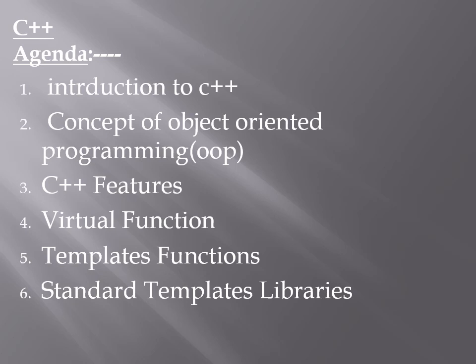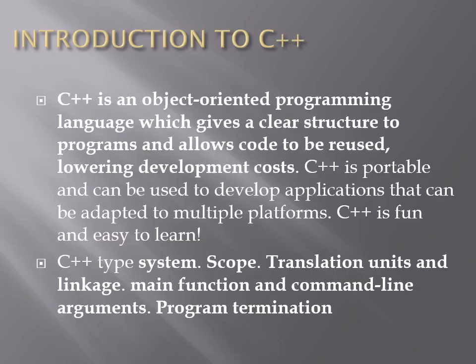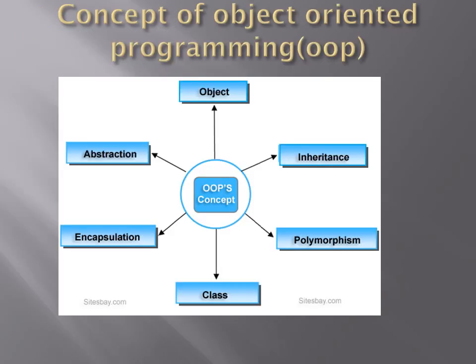Next, coming to the C++ agenda. Here we study about Introduction to C++, concept of object-oriented programming, OOPS, C++ features, virtual function, template function, and standard templates. Concept of object-oriented programming: here we see OOPS concept, object, inheritance, polymorphism, class, encapsulation, and abstraction. Here we learn about these objects and where we have to apply them.